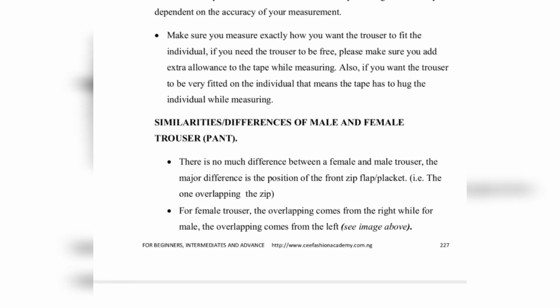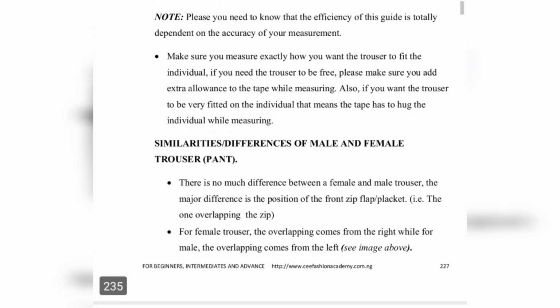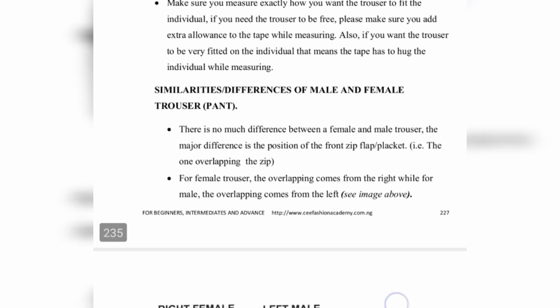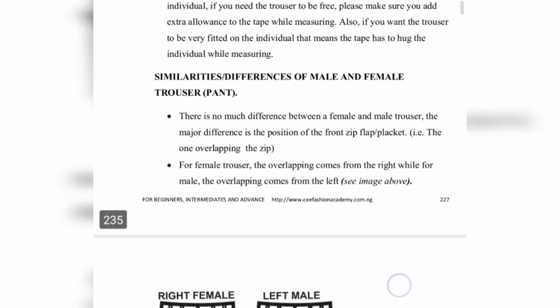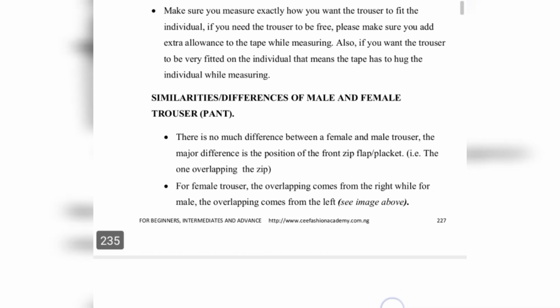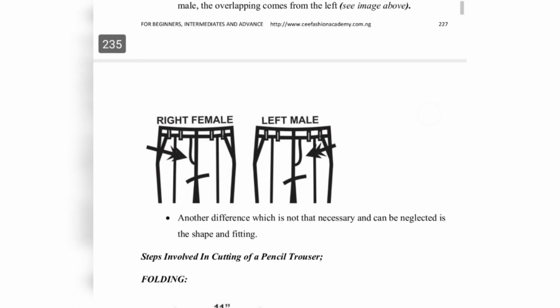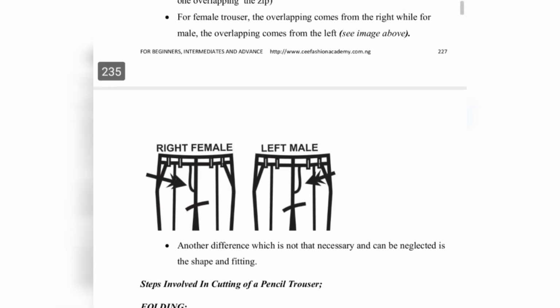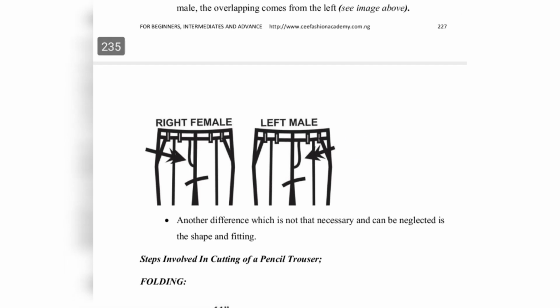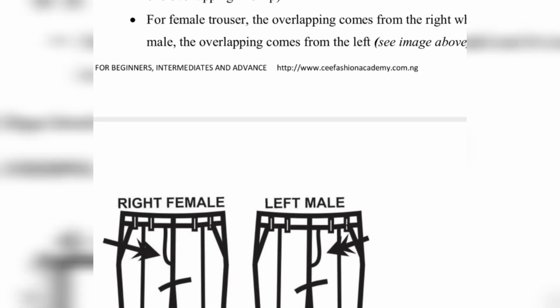Okay, now let's talk about the similarities and differences of male and female trouser. As you can see, there is not much difference between a male and a female trouser. It's just the position of the front zipper. For a female trouser, the overlapping comes from the right, while for a male trouser, the overlapping comes from the left. Look at it here. Are you seeing it? This is the female, the overlapping is coming from the right, and the male, the overlapping is coming from the left. That is the zipper overlap.